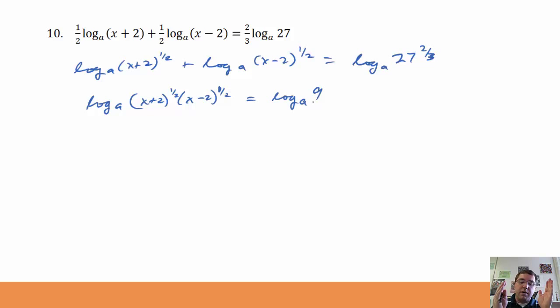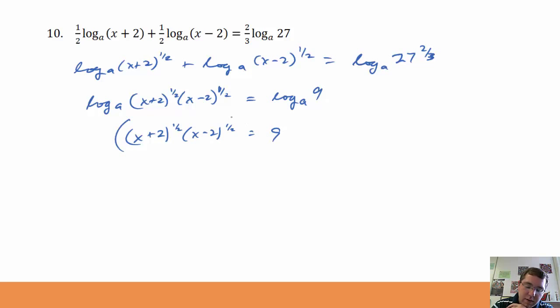That means the only way those two expressions are going to be equal is if the things I'm taking the logs of are equal. So I can really take x plus 2 to the 1/2 times x minus 2 to the 1/2 and set that equal to 9. That's an equivalent equation to the previous equation. Alright, so now I want to solve this for x. Really, I've got the square root of x plus 2 times the square root of x minus 2 equals 9. How do I get rid of those square roots? Well, I square both sides.